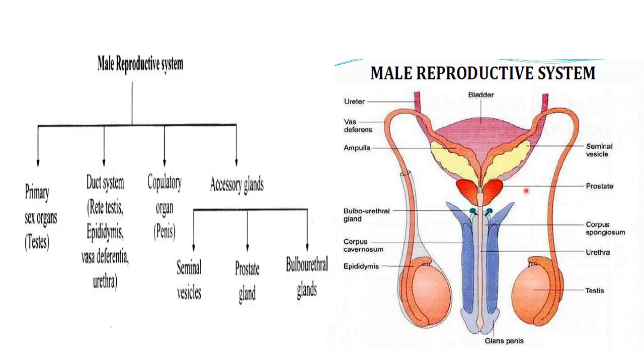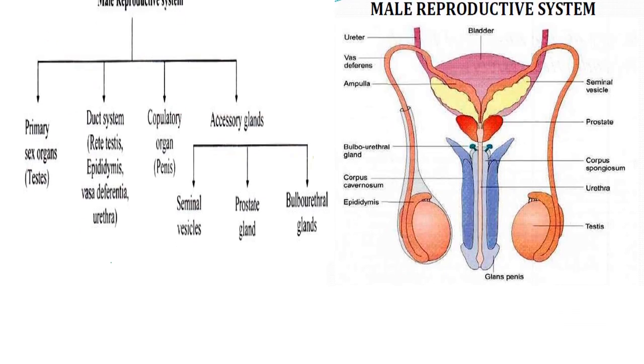Prostate gland. The prostate gland is a pair of glands which lie below the bladder and encircle the urethra, and they secrete a slightly acidic fluid that contains several enzymes and prostate specific antigens. Bulbourethral glands, that we are seeing here. The bulbourethral glands lie inferior to the prostate, and they help in the lubrication of the external genitalia, the penis. Now we shall see the enlarged structure of the testes in detail.